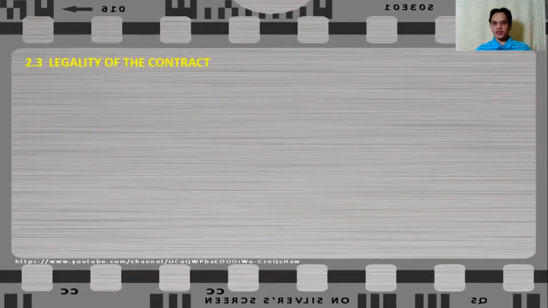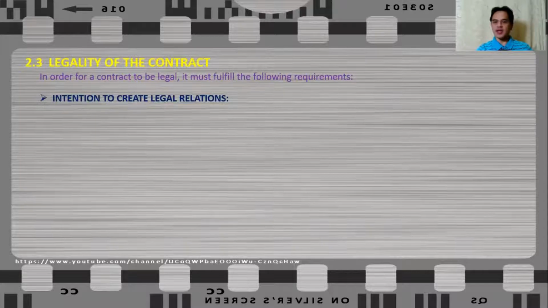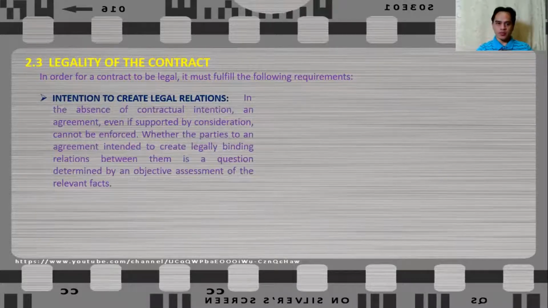We had mentioned earlier that a contract is legally binding and it is enforceable by law. So what makes a contract legal? In order for a contract to be legal, it must fulfill the following requirements. First, there must be an intention to create legal relations between the parties. In the absence of contractual intention, an agreement, even if supported by consideration, cannot be enforced. Whether the parties to an agreement intended to create legally binding relations between them is a question determined by an objective assessment of the relevant facts.